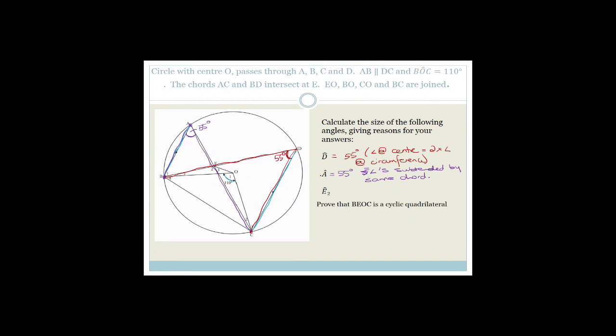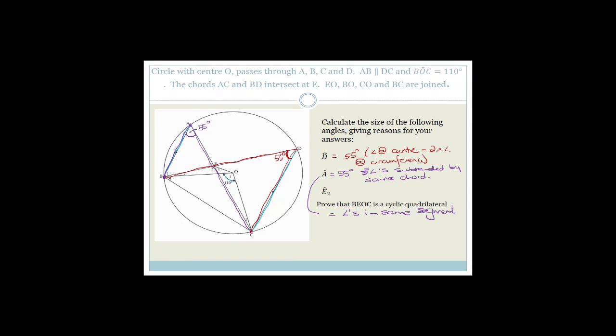Another way that people write this is they sometimes say equal angles in same segment. So if you see that in a memo, that's the same rule, okay? And your teacher might call it the butterfly theorem because they say, well, this is one wing of the butterfly and this is the other wing of the butterfly. Okay, so now we've done that.